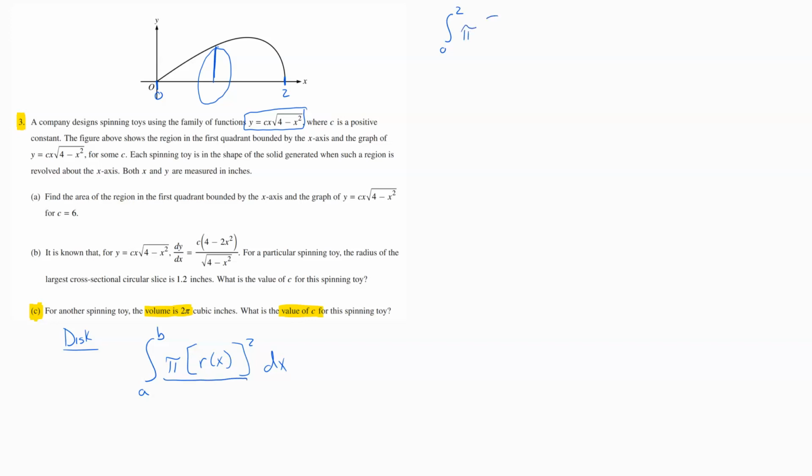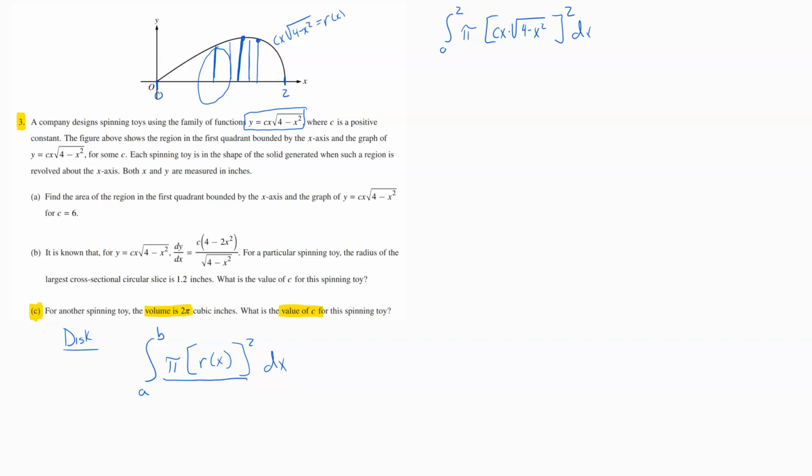Then we get pi, and now we need a radius formula. Well, our radius is this shape right here. From there to there, it's the height, because as we move down this, wherever we run into this equation, that is our height. So that would be our equation, c times x times the square root of 4 minus x squared. This will be our radius formula, because that tells us our distance around at any given point. So we plug our radius formula in, and that whole thing is squared, dx.